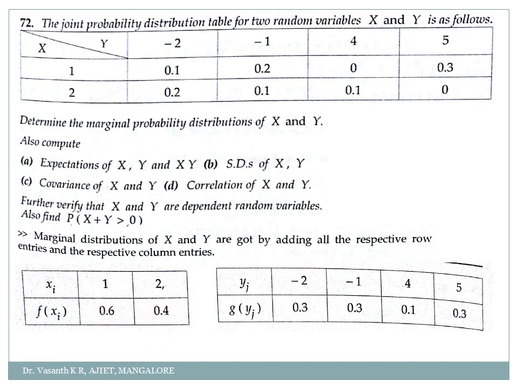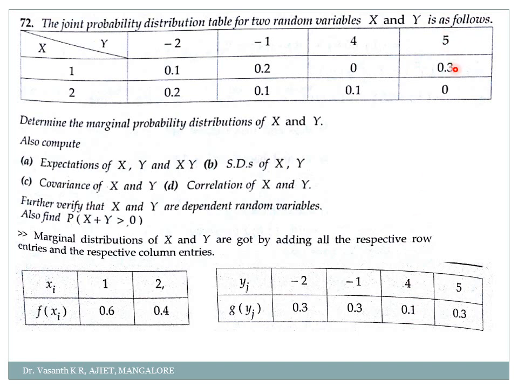Then the distribution of y. Y will take the values minus 2, minus 1, 4 and 5. So probability of minus 2 means related to minus 2. That is 0.1 plus 0.2, 0.3. Probability of minus 1 means 0.2 plus 0.1, that is 0.3. Probability of 4 means 0 plus 0.1, that is 0.1.